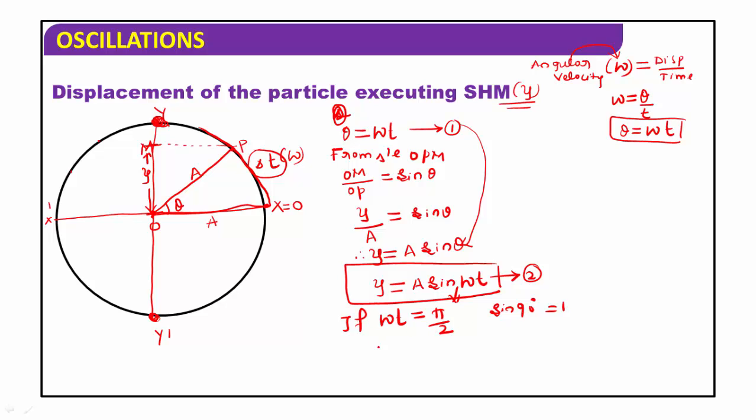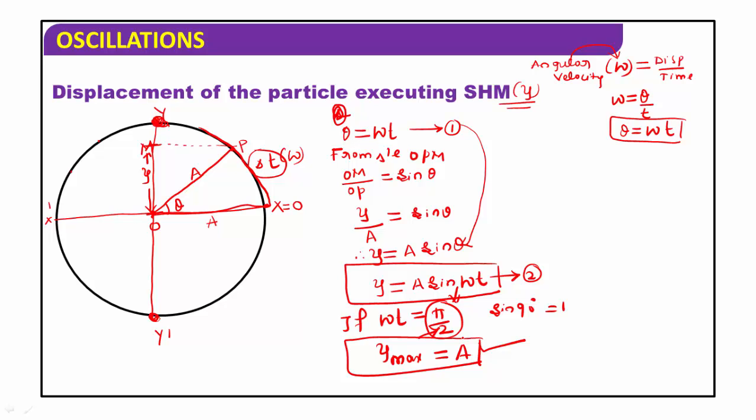Then the maximum displacement of the particle executing simple harmonic motion occurs at an angle of pi by 2. Sine 90 degrees is equal to 1, so y maximum is equal to A at an angle pi by 2. This displacement is called the displacement amplitude.